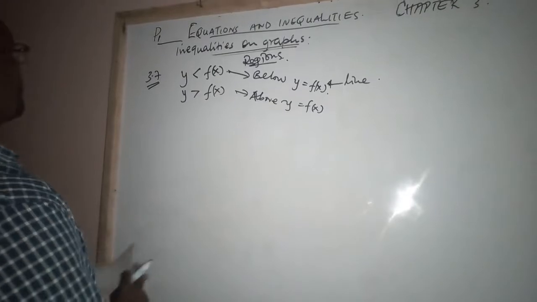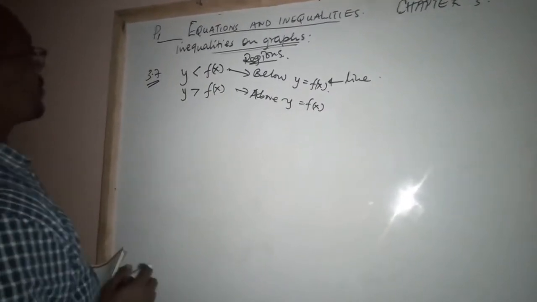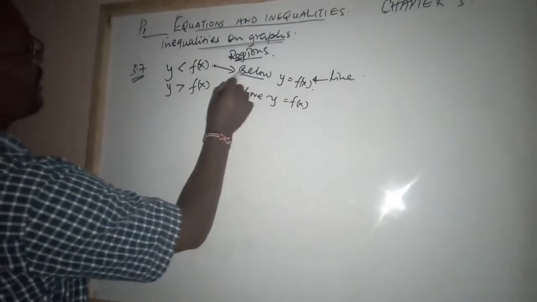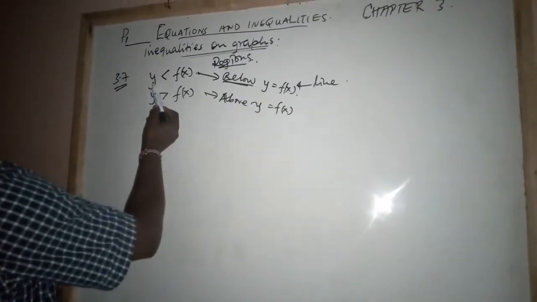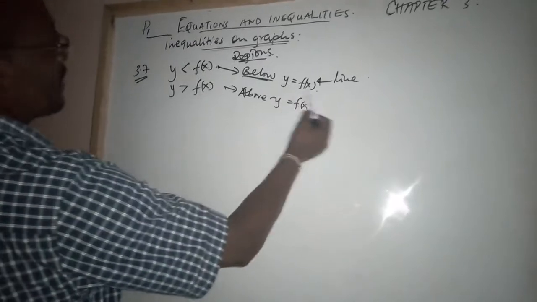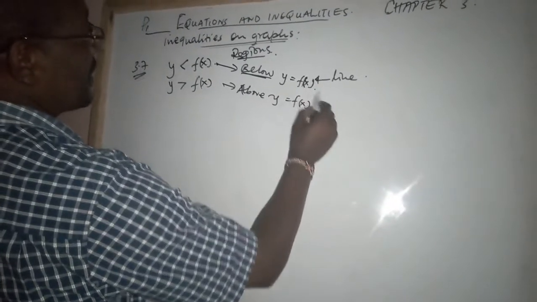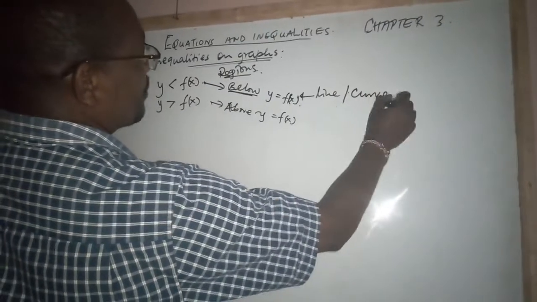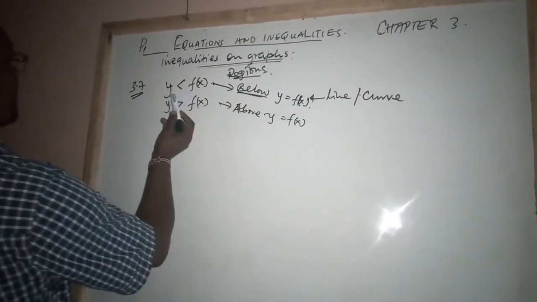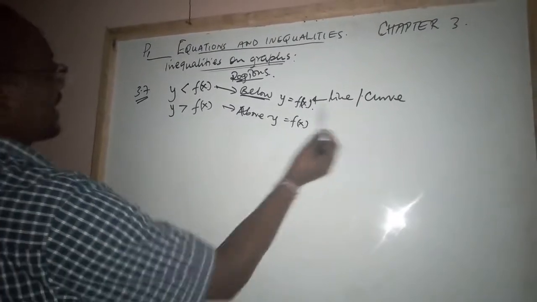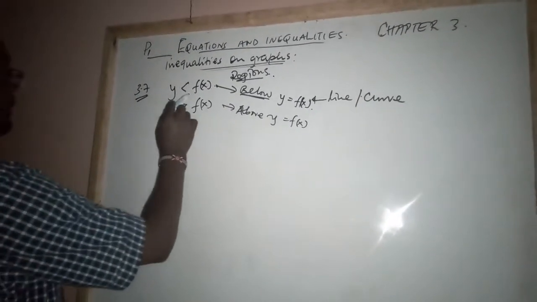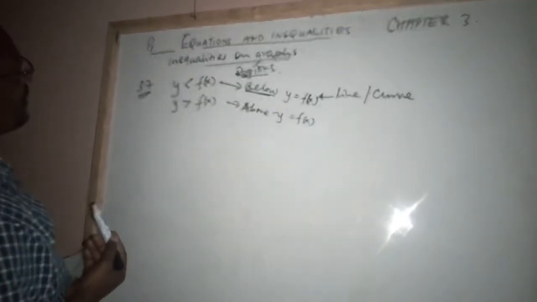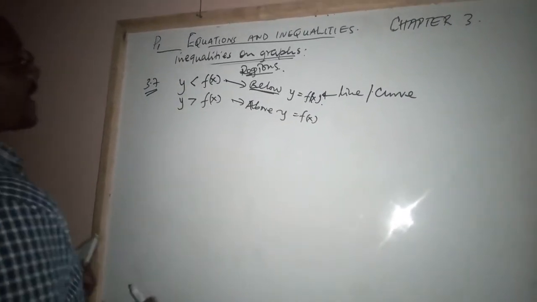When you want to show the region where y is less than the function of x, this is of course the region below the line, because the value of y is below the curve. It could be a line. y equals f(x) could be a line or a curve. So when the region is below the line or the curve, it represents values of y which are less than the function of x.